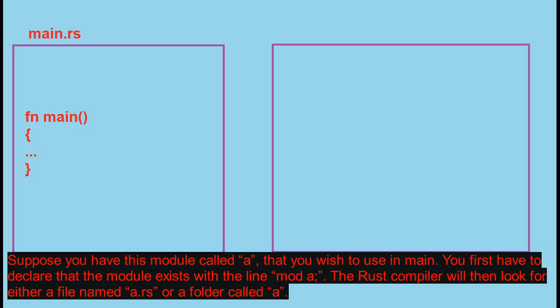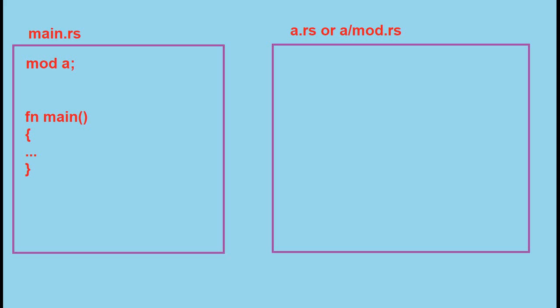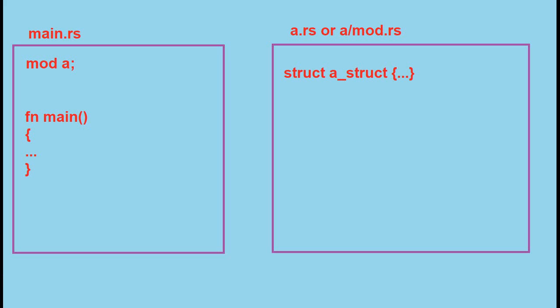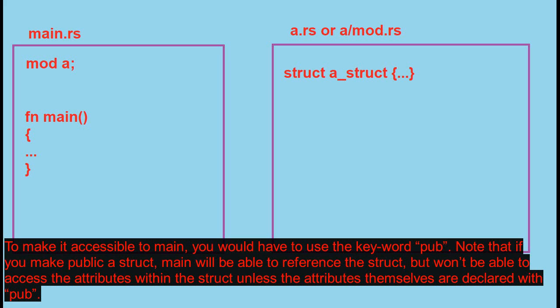You first have to declare that the module exists with the line mod A. The Rust compiler will then look for either a file named a.rs or a folder called A. If the compiler finds a file, then that file is presumed to contain the contents of module A. Any resource declared within that file, whether it is a struct, function, method, or variable, is inaccessible to main. To make it accessible to main, you would have to use the keyword pub.